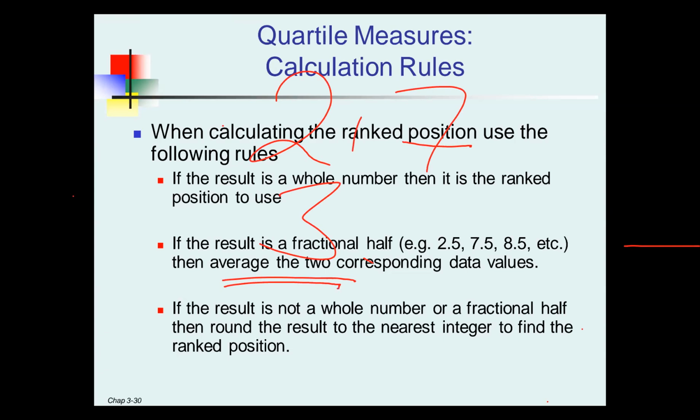Unless you just find 2.5, that's when you average the two. But if you find a number that is less than that, you round it. If you find maybe 2.3, you just round to 2, because with 2.3 you can't add 1, you understand? So only when it is 2.5, the fraction half, that's when you average.